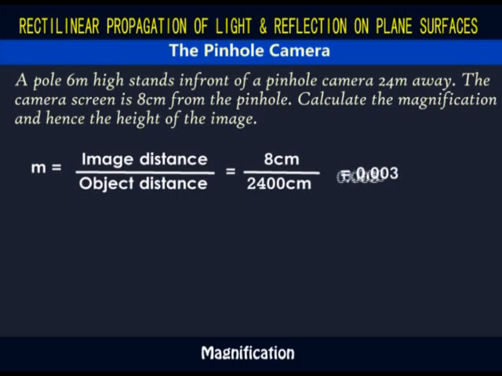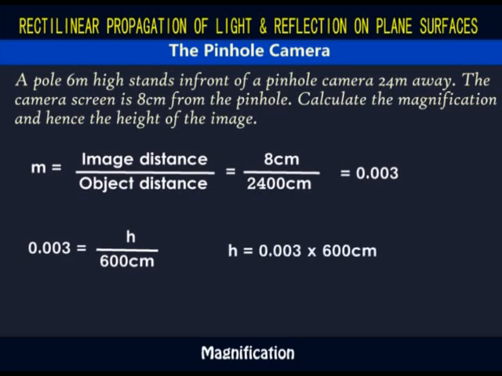This magnification is also equal to image height over 6 meters or 600 centimeters. To get height, we multiply 0.003 times 600, and that gives us 1.8 centimeters.